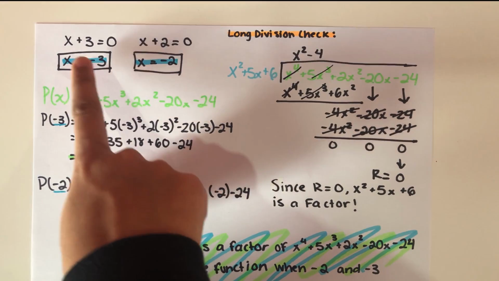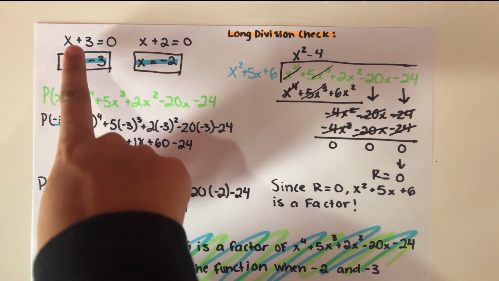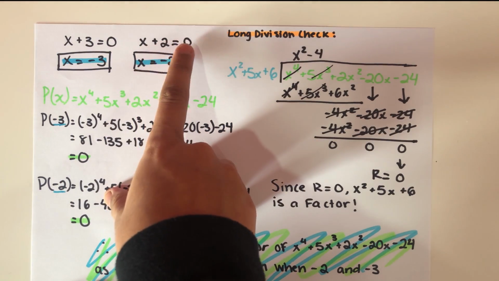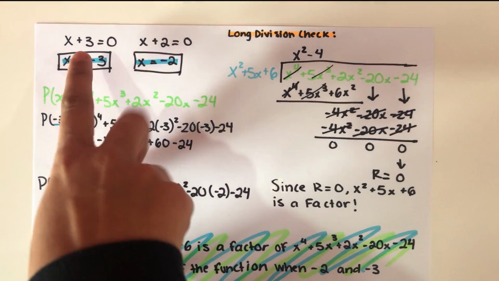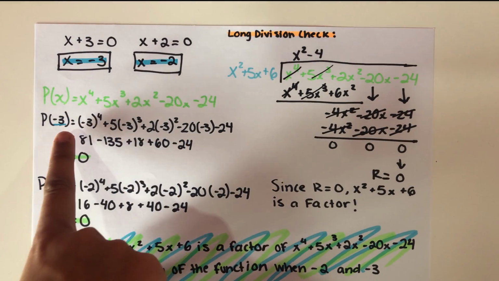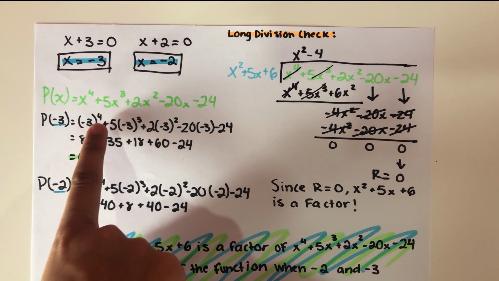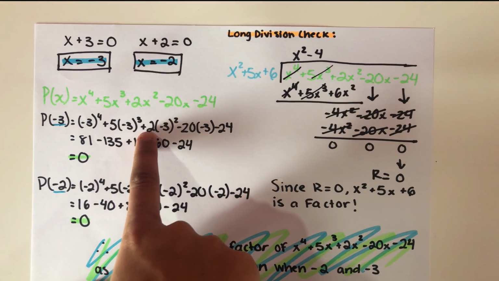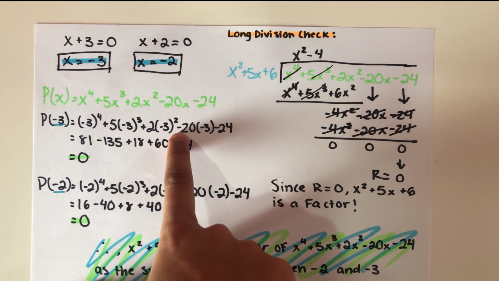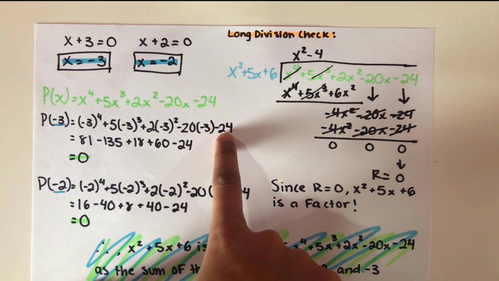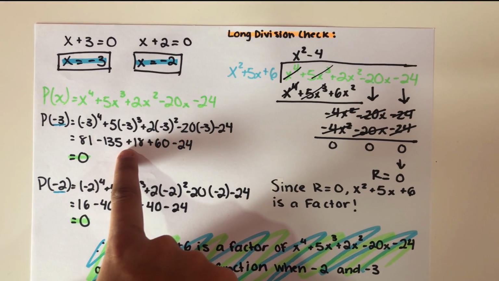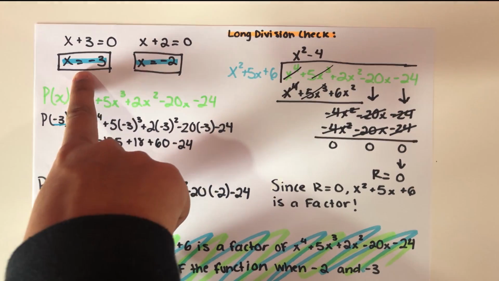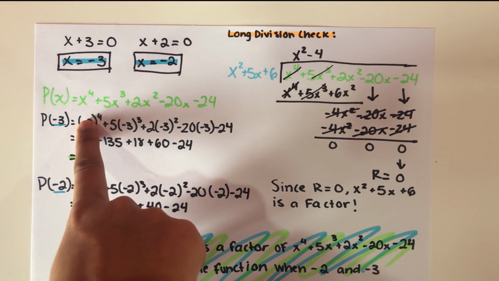So as you can see over here, I just made a little note of what we did before. So we did x plus 3 equals 0, x equals negative 3, x plus 2 equals 0, x equals negative 2. So now we're going to sub these two numbers into our equation over here. So let's try negative 3 first. So we're going to do negative 3 to the power of 4 plus 5 times negative 3 to the power of 3 plus 2 times negative 3 to the power of 2 minus 20 times negative 3 minus 24. We got 81 minus 135 plus 18 plus 60 minus 24. And look at that, we get 0. So that means x plus 3 is a factor of p of x.